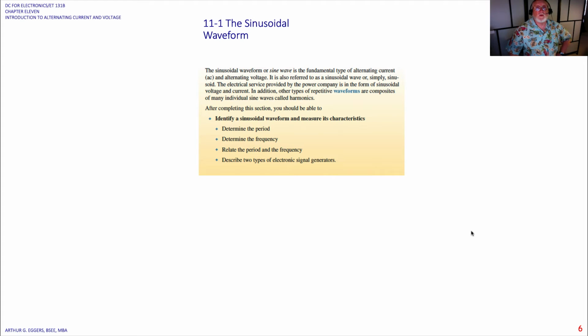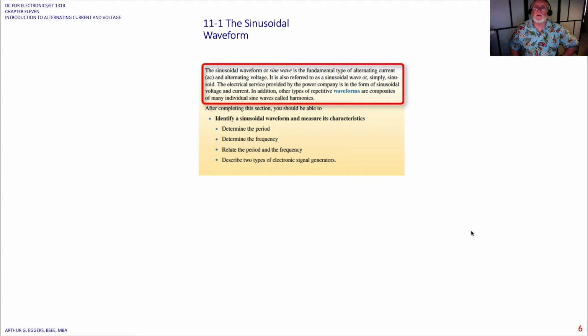So the sinusoidal waveform or sine wave is a fundamental type of alternating current AC and alternating voltage. When we say AC, we're referring to alternating current, but we know that we're talking about both the voltage and the current, and you're going to see that as we move forward. It's also referred to as a sinusoidal wave, or simply a sinusoid.